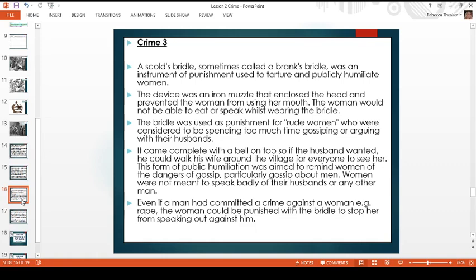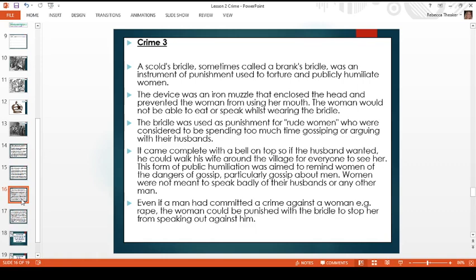So there are examples when I did a particular course at university about women in pre-industrial Europe, even if a woman had tried to report a man for rape, this would be her punishment for speaking badly about the man, if you can believe that.